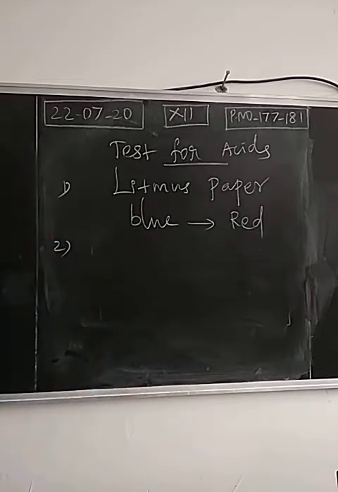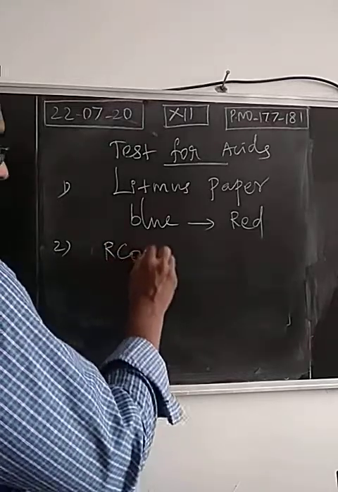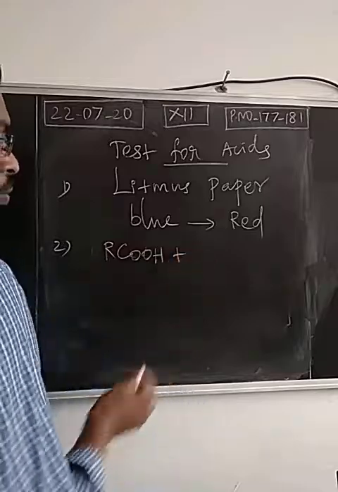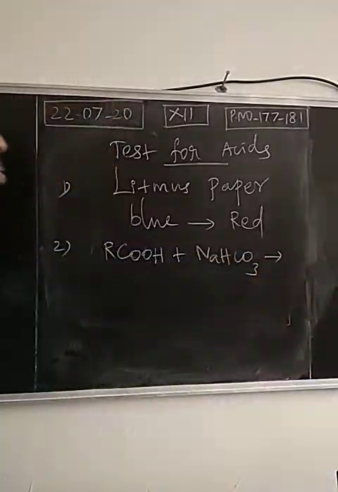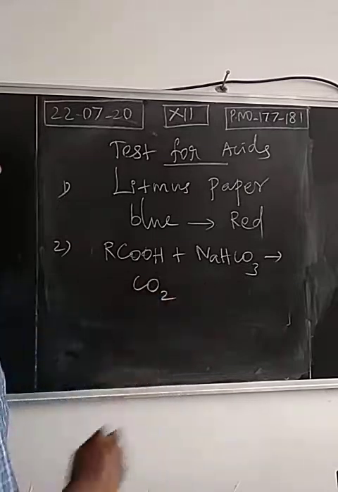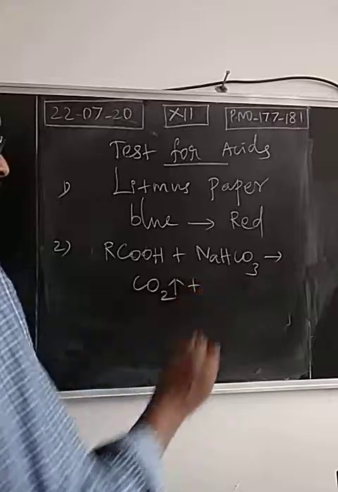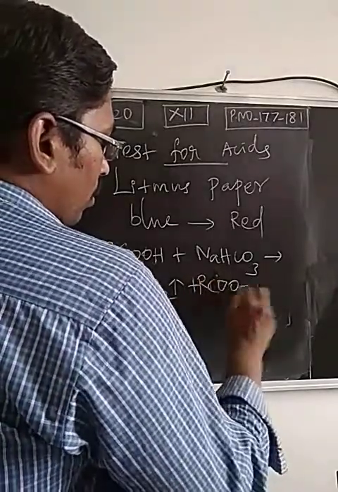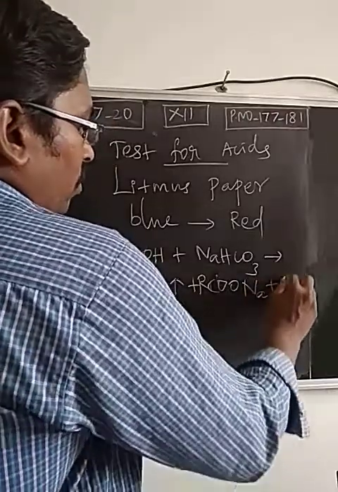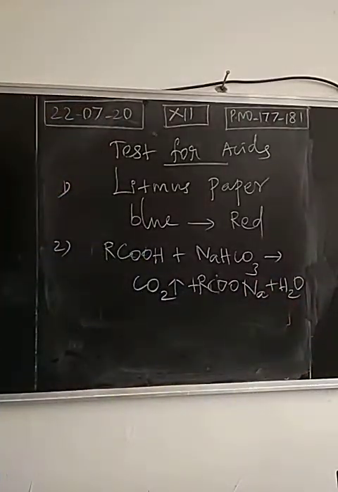Number 2, reaction of acids with carbonates and bicarbonates. We already completed this in chemical properties. When acids react with carbonates and bicarbonates, there will be brisk effervescence. The brisk effervescence is mainly due to the liberation of carbon dioxide. So due to the liberation of carbon dioxide, brisk effervescence is observed. So this is the second test.